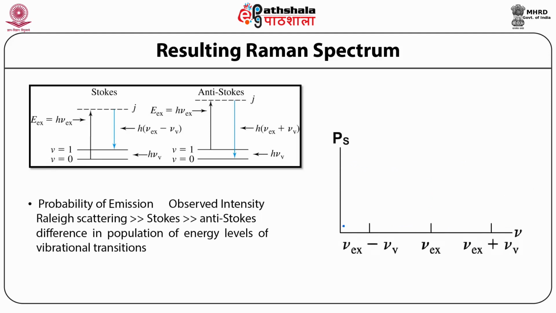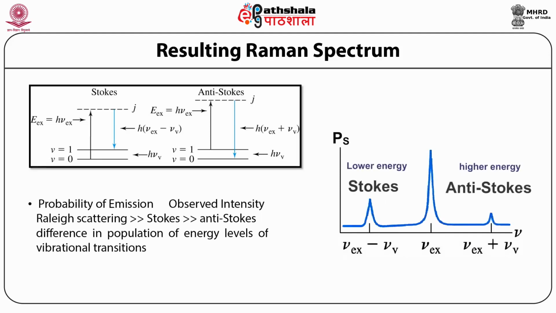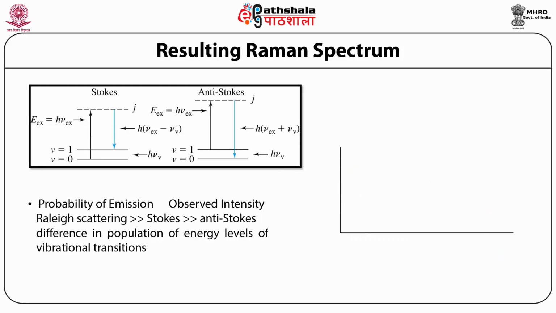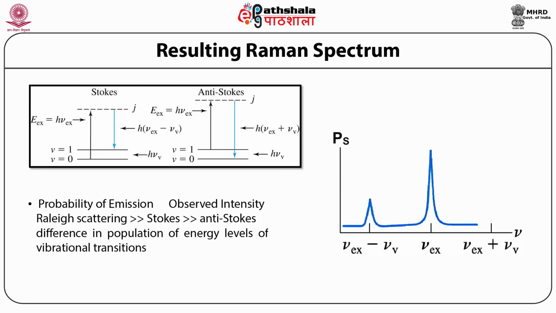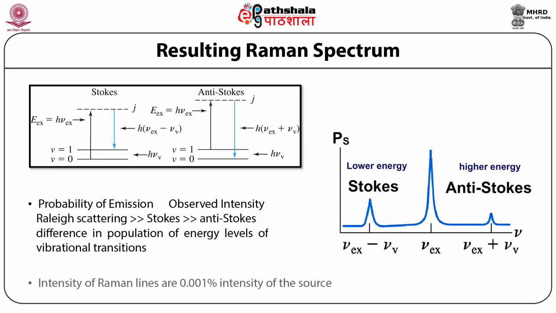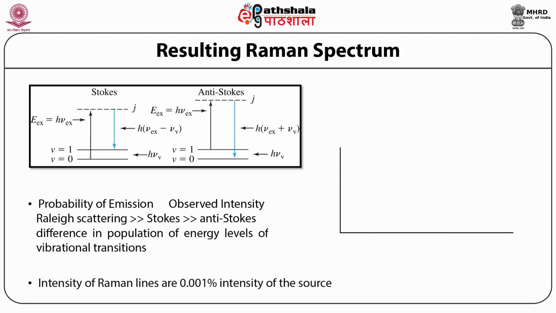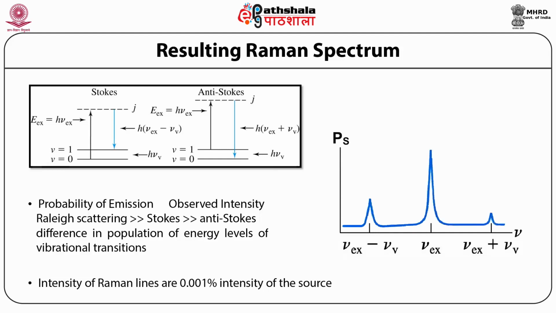The probability of emission and observed intensity is shown in a trend: Rayleigh scattering occurs at much higher energy, while Stokes and anti-Stokes are at much lesser energy. There is a difference in population of energy levels of vibrational transitions. The intensity of Raman lines is 0.001% of the intensity of the source.